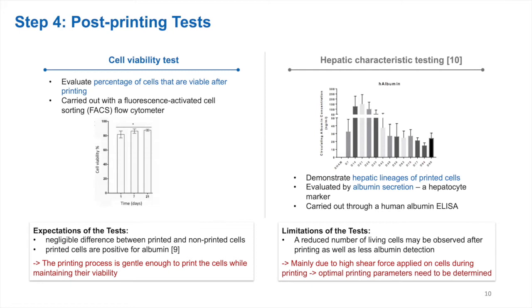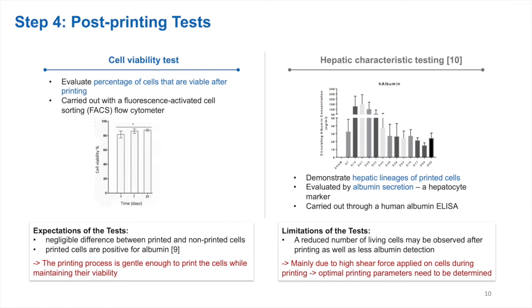In terms of expectations, negligible differences should be observed between the viability of printed and non-printed cells. This indicates that the valve-based printing process is gentle enough to print the iPSCs while maintaining their viability. Secondly, the printed cells are expected to be positive for albumin, which demonstrates their hepatic lineage.